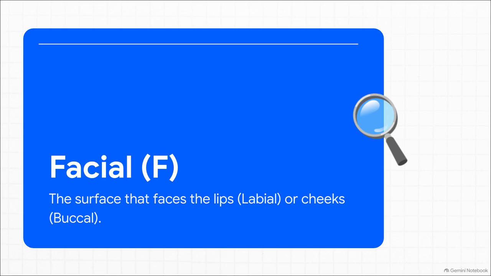Next is the facial surface, marked as F. This is the surface of the tooth that faces outward. But here's where we need to be super precise. For the anterior front teeth, the outward-facing surface rests against the lips, so it's specifically called the labial surface. For the posterior back teeth, the outward-facing surface rests against the cheeks, so it's called the buccal surface. But don't worry, both labial and buccal fall right under the broader umbrella term of the facial surface.